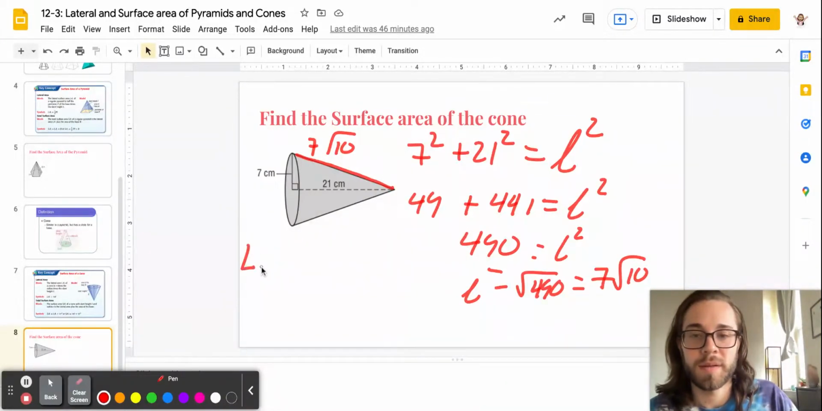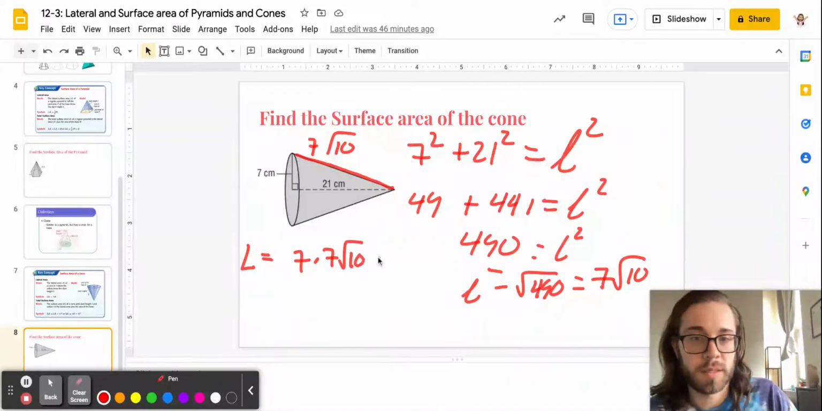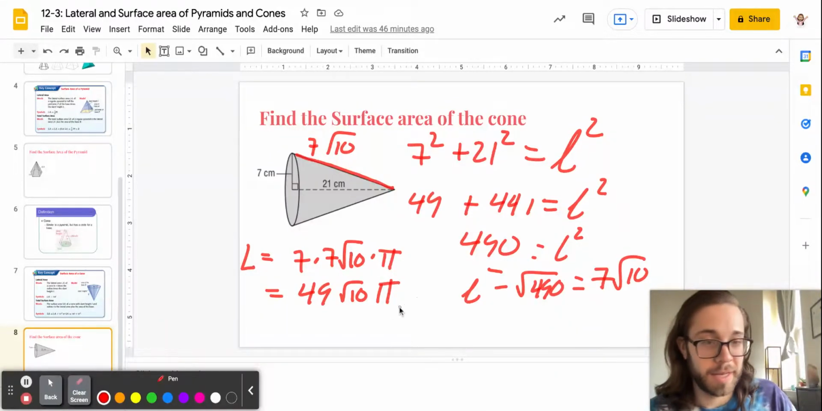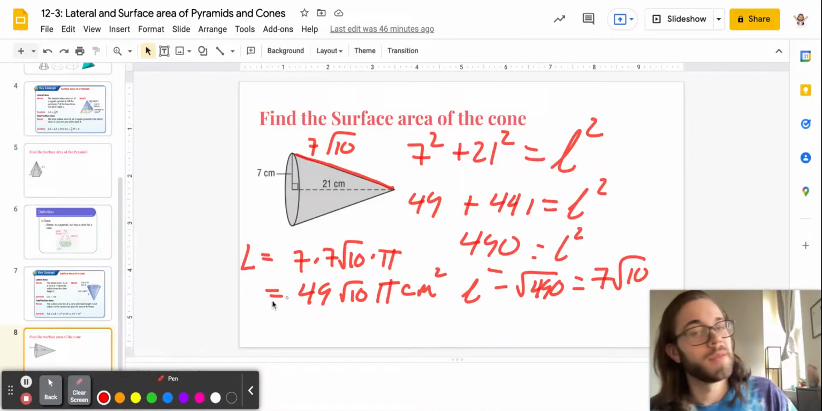So to find the lateral surface area, we need the radius times the slant height times pi. So radius, which is 7, times the slant height times pi. Okay, so that is 49 root 10 pi. And I understand that doesn't look nice, but it's a more exact answer. Please leave it. Okay, so there's your lateral area.